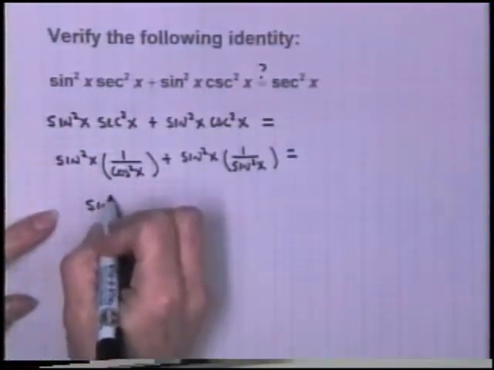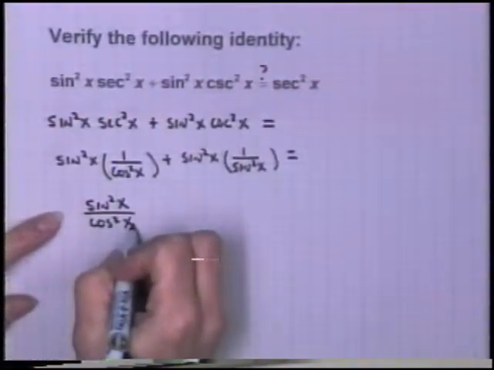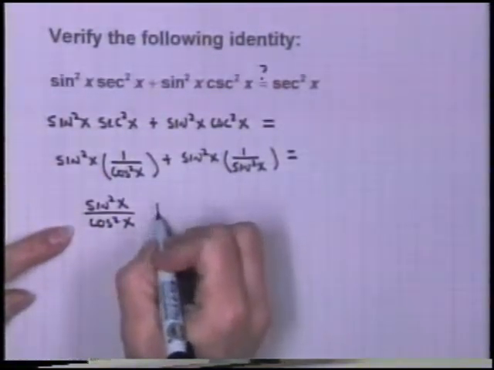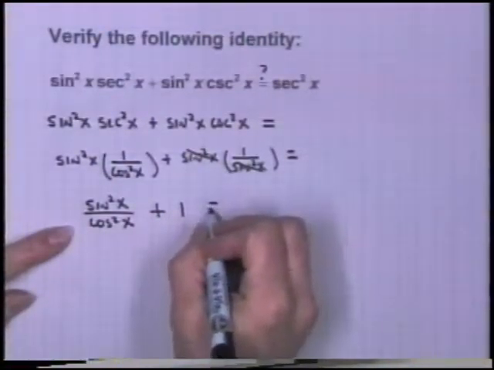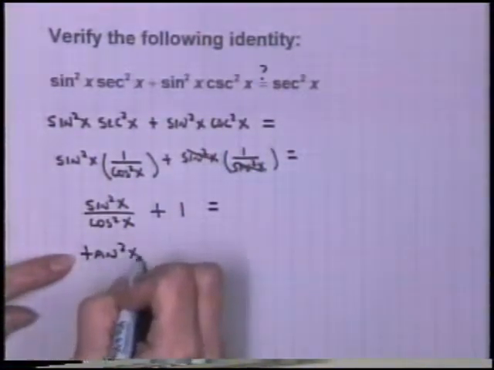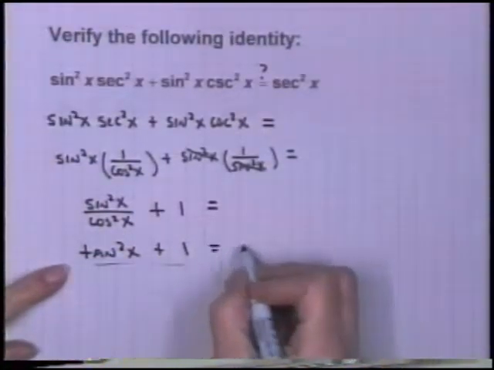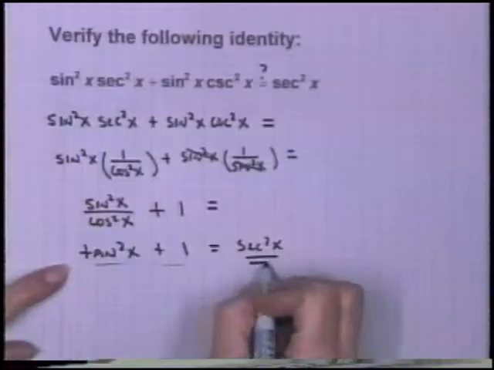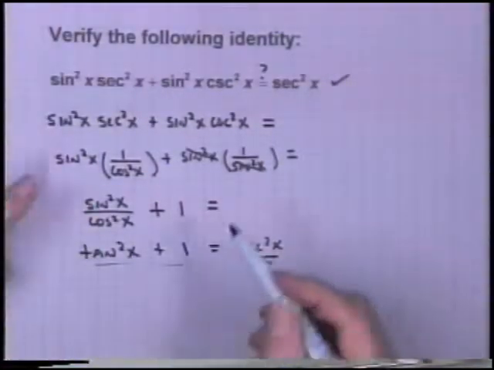Now, a couple of things are happening here. On this first one, I have sine squared x over cosine squared x, and if you're thinking ahead like me, that's a tangent squared, isn't it? But look what happened here. That sine squared x cancels, so I have a 1 here. Okay? Well, let's go ahead and change that to tangent squared x. Oh my, do you see what we've got here? Tangent squared x plus 1. That's half of one of our Pythagorean identities. And what does tangent squared x plus 1 equal? That's right, it equals secant squared x, which is what we wanted to get.